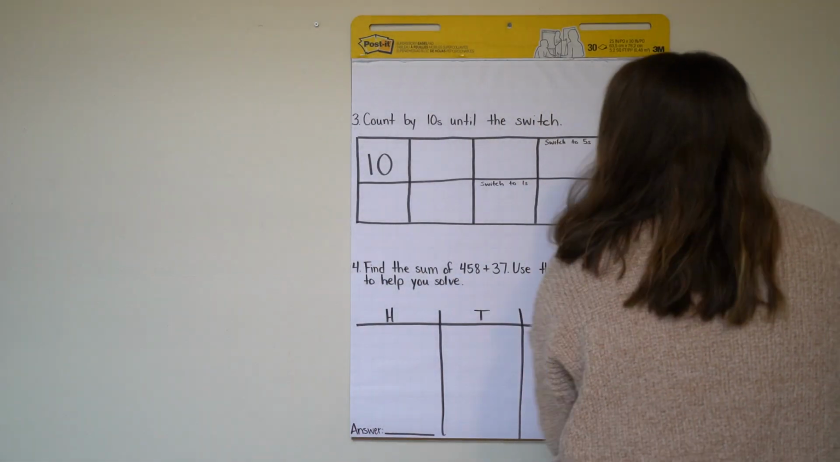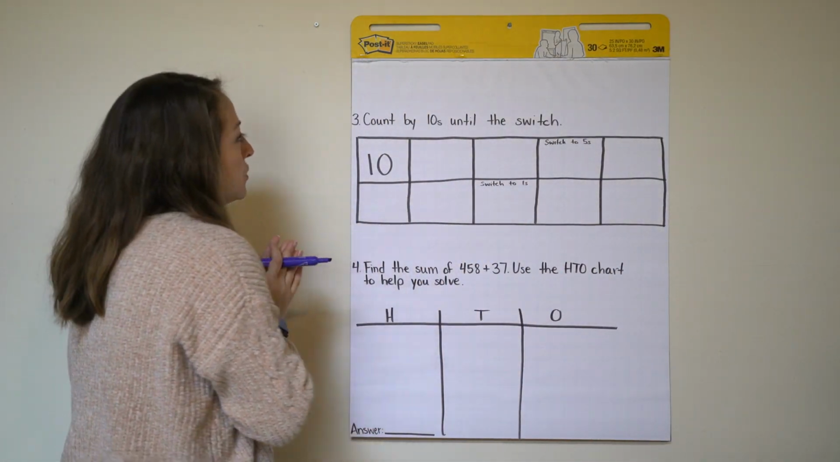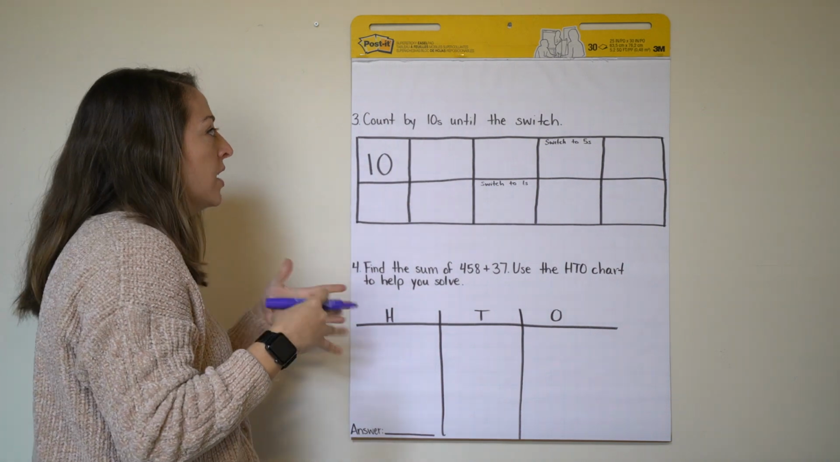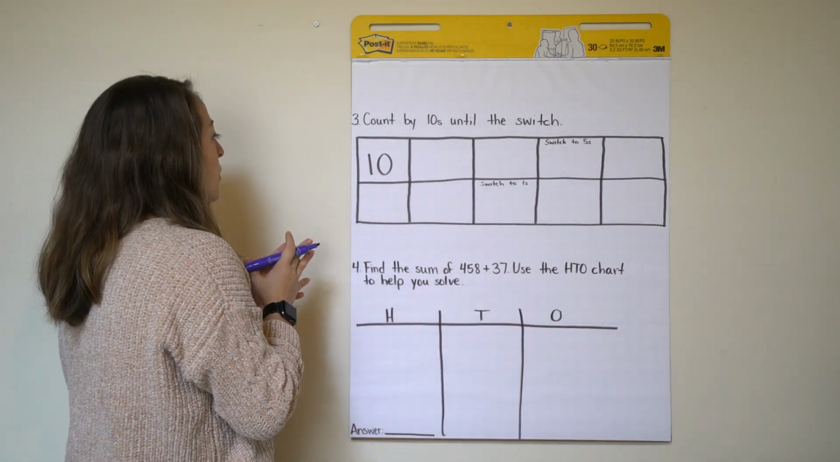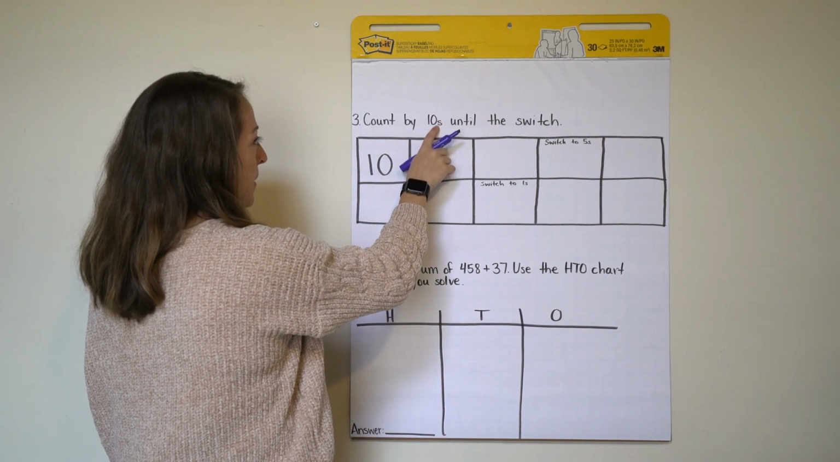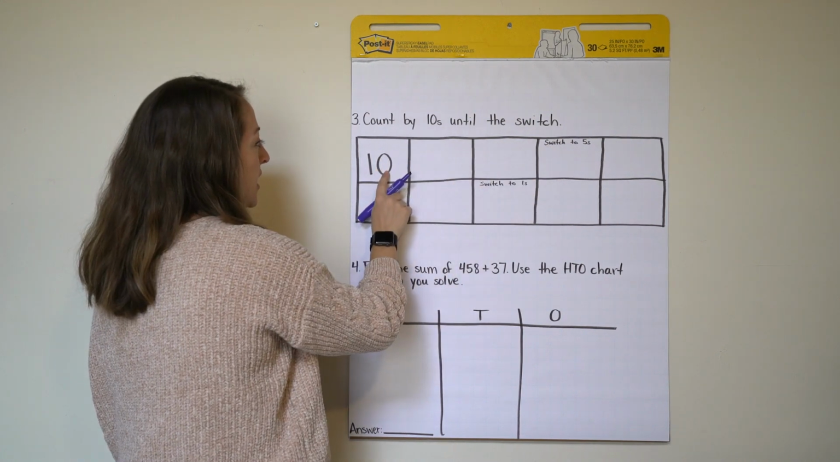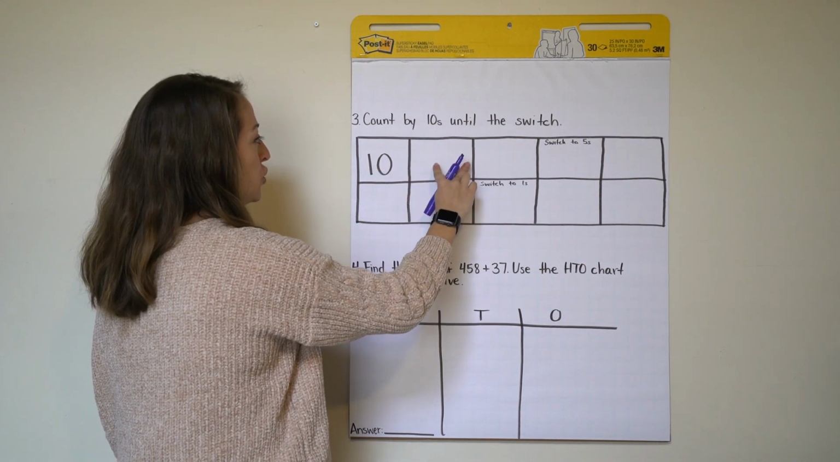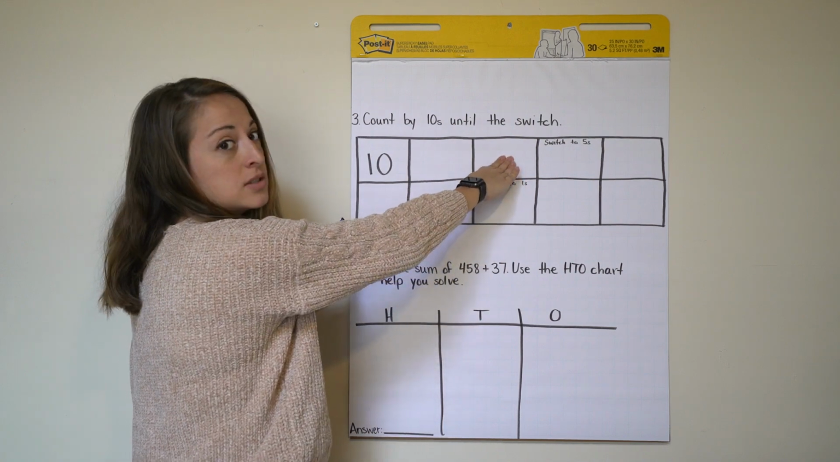Okay. It says count by tens until the switch. So I'm actually going to walk you through this problem since it's a little bit new. So we're going to start with the number 10. Now it says to count by tens until you get to the switch. So for here, you're going to count by tens 2 times. When you get to this box, I want you to stop.